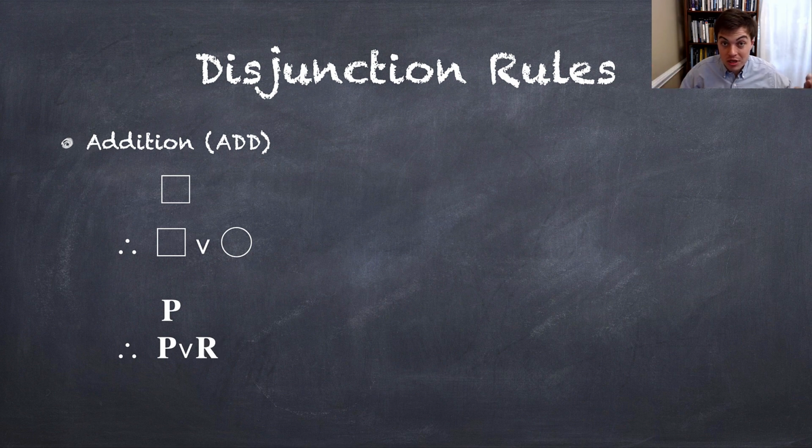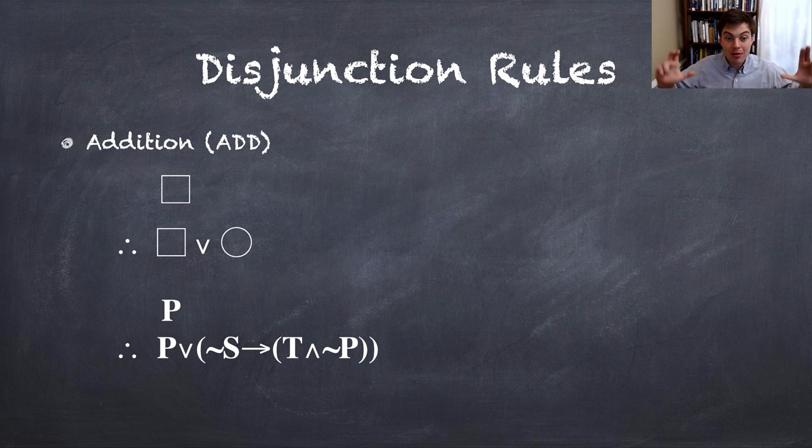Indeed, you can conclude P or R, citing that very same rule. Or you could conclude P or S. Or you could conclude merely from P citing the ADD rule, you can conclude P or, if it's not the case that S, then it's both the case that T and not P, where that right-hand complex sentence there, which is a conditional, is itself the right-hand disjunct of that disjunction that has P as the left-hand disjunct.